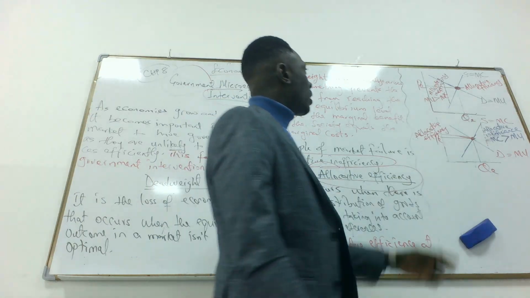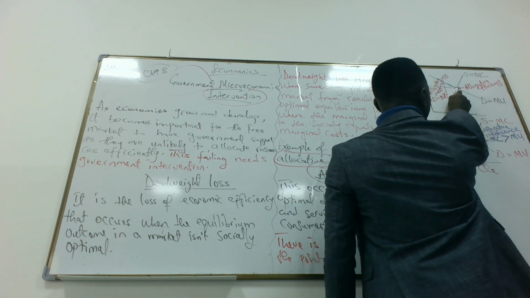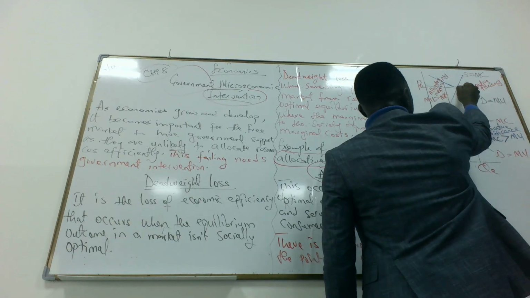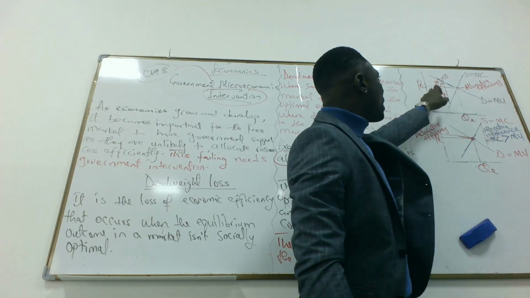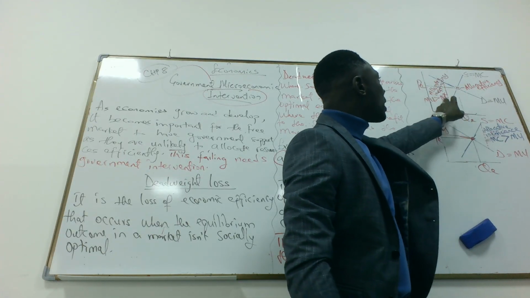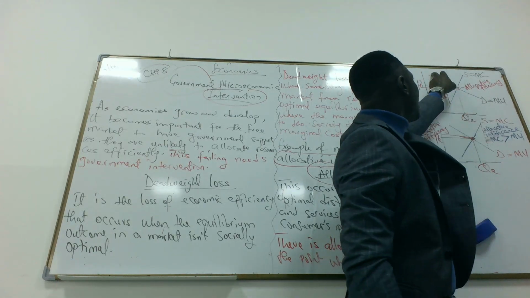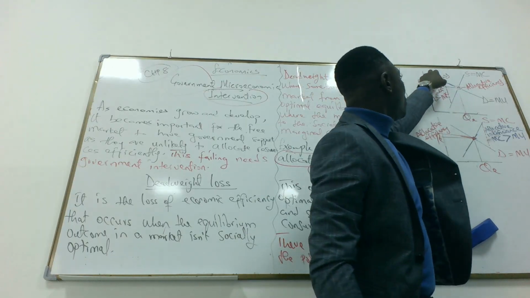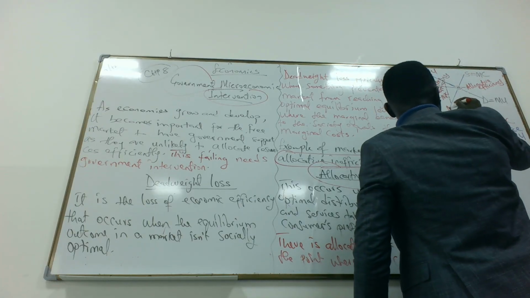So look at the board here. We have allocative efficiency here because our MC equals our MU. This is the point of allocative efficiency. Now I wrote here allocative inefficiency. Why is there allocative inefficiency? There's allocative inefficiency because the marginal utility is greater than the marginal cost. MU is greater than MC.